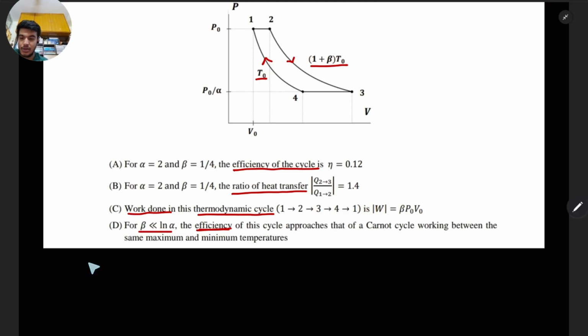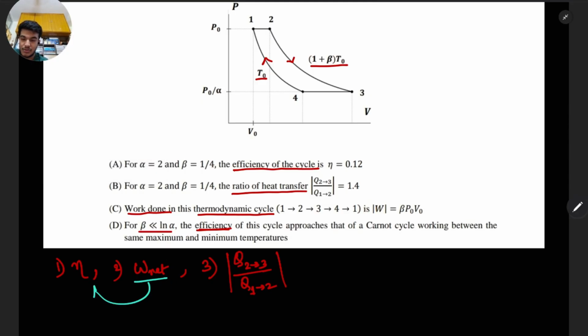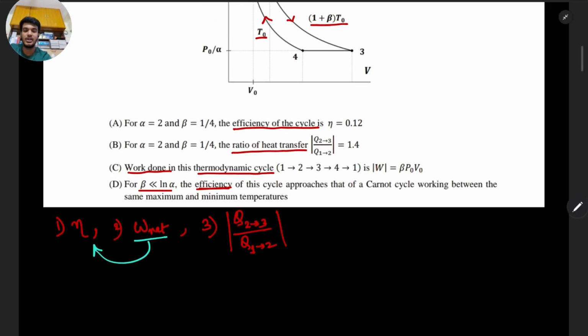So at gross we need to find three things as far as I understand. The first thing is efficiency, the second thing is net work done in this cycle, and the third thing is the ratio of heat transfer, from Q 1 to 2. Now, if we have to find efficiency, we need to find net work done, so this would be equivalent. If we find these two, it will be alright.